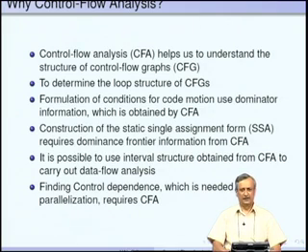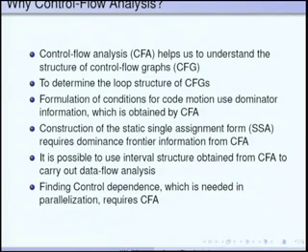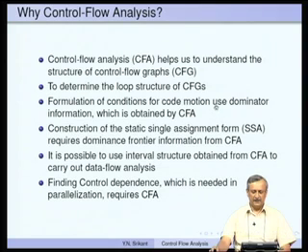So, for example, we want to formally define what exactly are the loops in a control flow graph, and if we do not do this, we will not be able to do the optimizations which are meant for loops. So, formulation of the conditions for code motion uses the concept of what are known as dominators. So, dominator information is computed by control flow analysis.